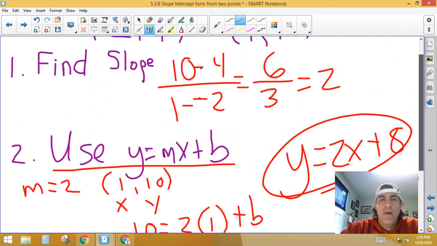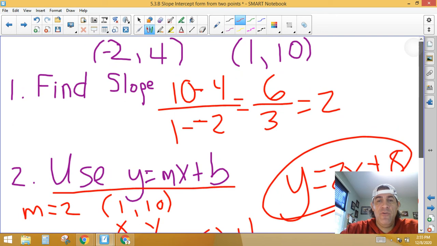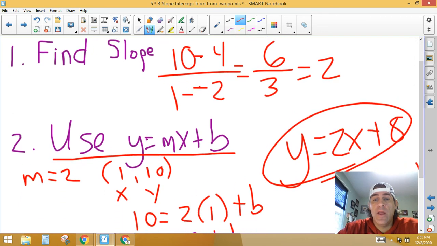The equation that goes through these 2 points, negative 2, 4, and 1, 10, is y equals 2x plus 8. Find the slope. Plug the slope and either ordered pair's x and y into the equation, solve for b, then plug m and b back into your equation.